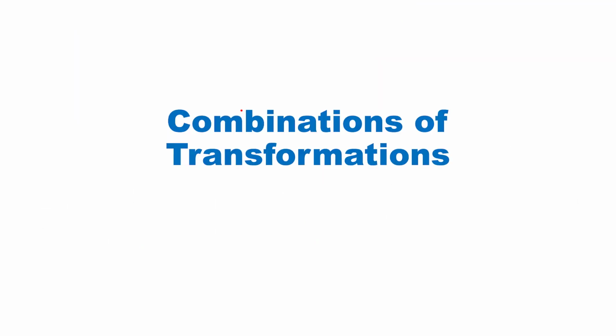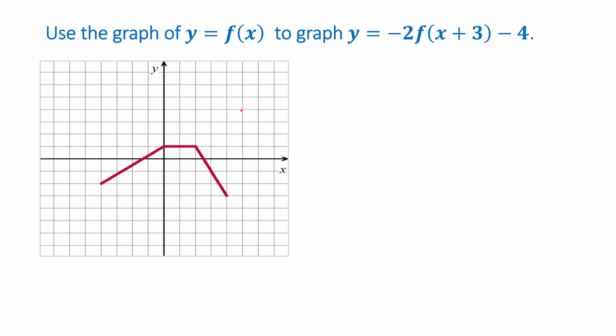Okay, moving on to combinations of transformations. We start by using the graph that we're given here of y equals f of x to graph y equals -2 f of x plus 3 minus 4. And I like to go in a particular order here just to make sure I don't make mistakes, because sometimes you can undo things in the wrong way if you go in the wrong order, which we'll see in one example later on.